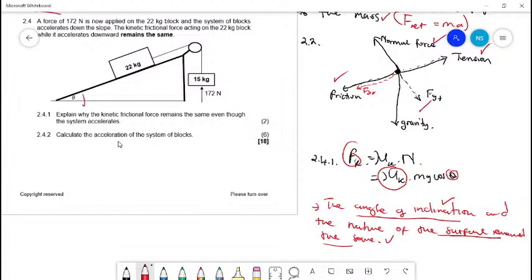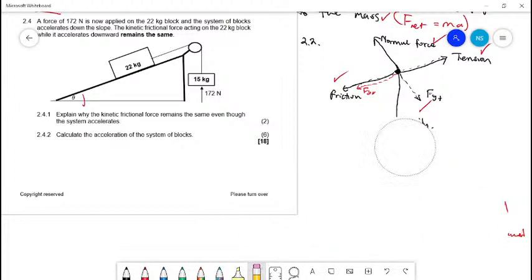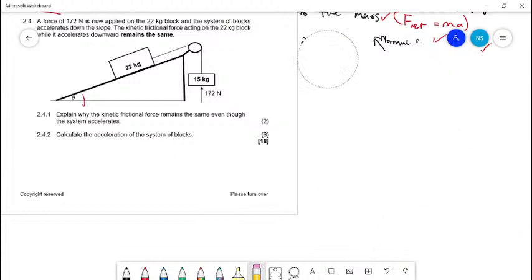Then 2.4.2, it's the calculation of the acceleration of the system of blocks. So this is the main question. So as you can see, it's 6 marks, right? So how do you answer this one?